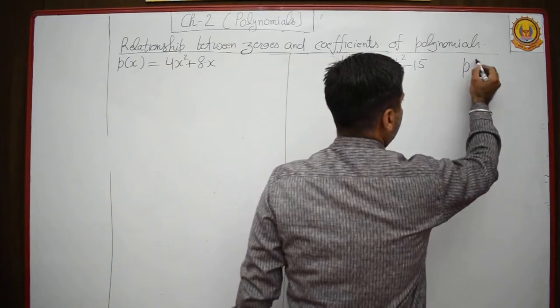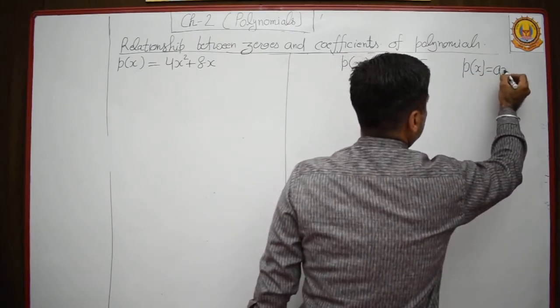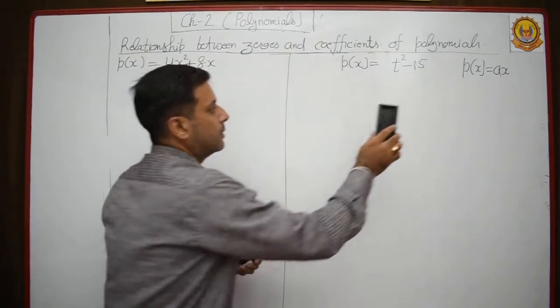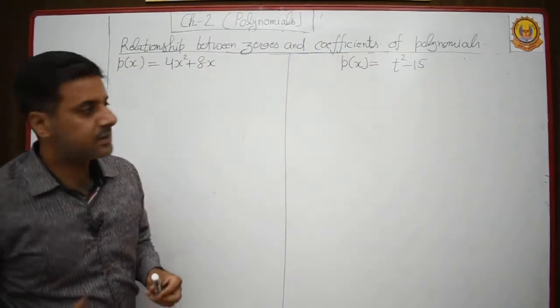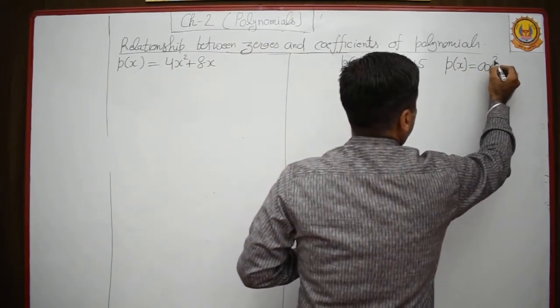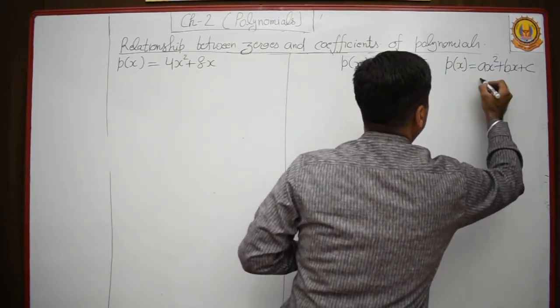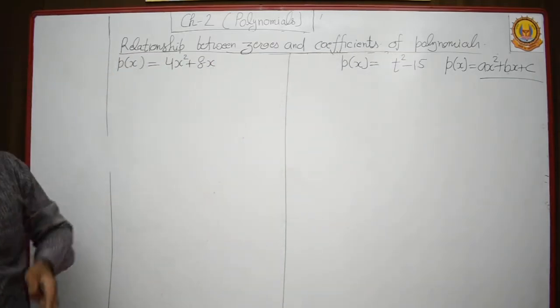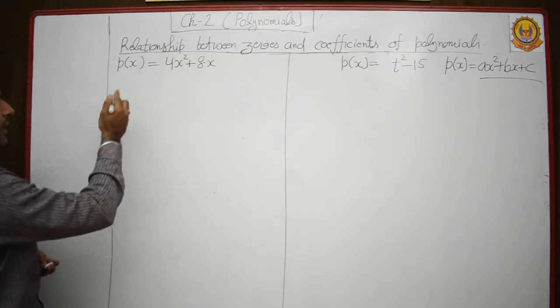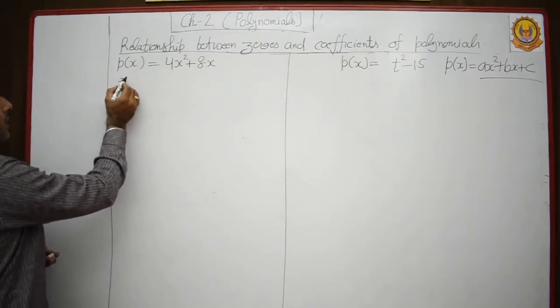form, that is p of x is equal to ax square plus bx plus c. Three terms should be present, but here two terms are present. Now how will you find out the zeros of this polynomial? So look here, look at the coefficients.